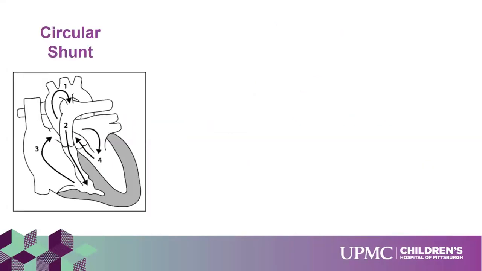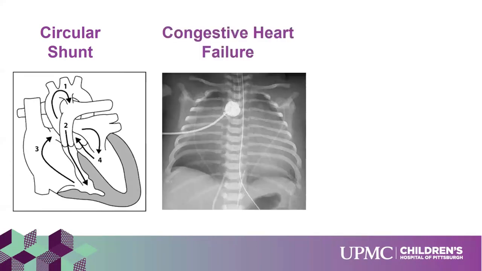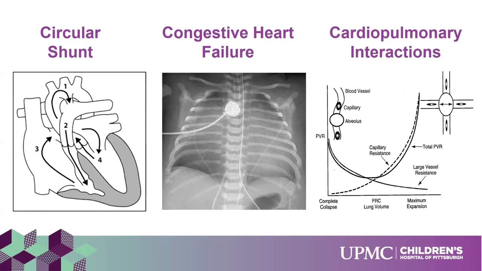So we need to understand what the circular shunt is, and this is why the previous speakers have very well described the physiology behind the circular shunt, conditioned by the presence of the PDA, the tricuspid valve, and the pulmonary valve insufficiency. And then the presence of congestive heart failure, that is easy to identify on an X-ray, huge heart, huge liver on exam. And this is a common feature of all these very sick neonates. And also the concept of PVR and how the PVR relates to the understanding of cardiopulmonary interactions. And this is probably one of the most important things that the bedside physician needs to take into account when he wants to manage those patients.